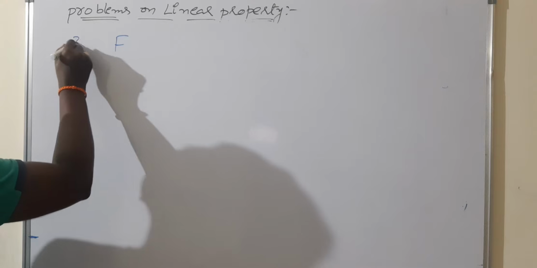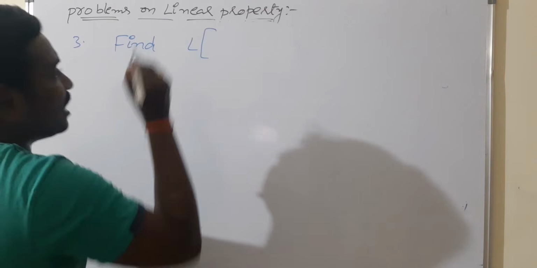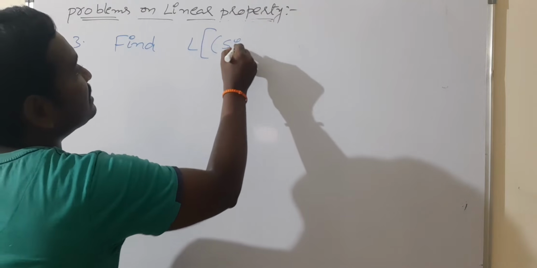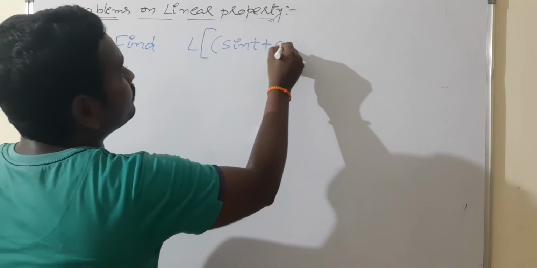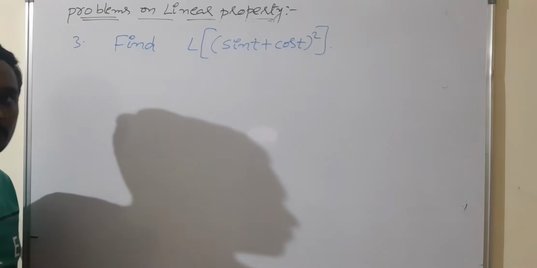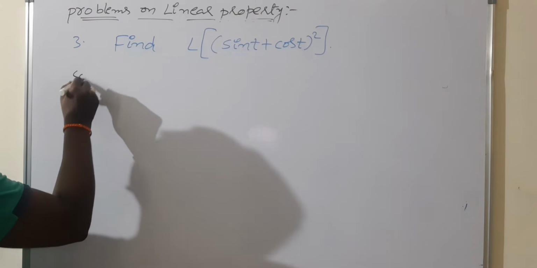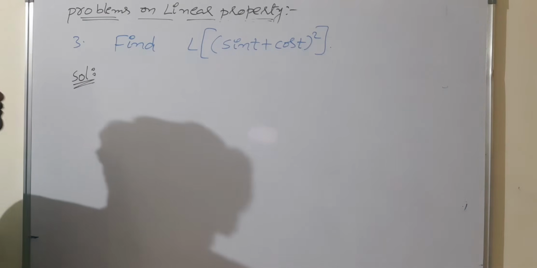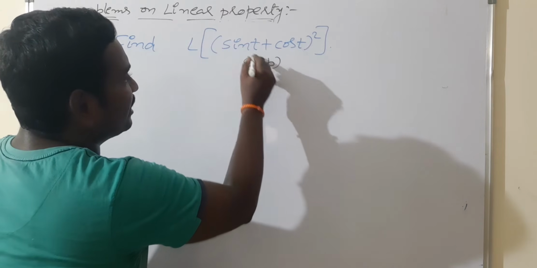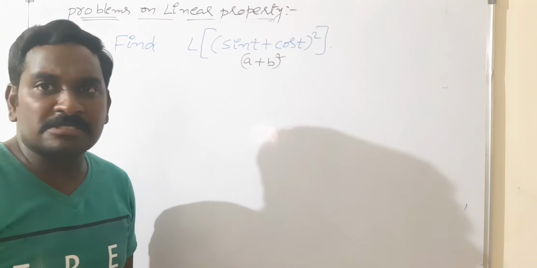Find L of (sin t plus cos t) whole square. Okay, please see here. Here also the inside function is in the form of (a plus b) whole square. So first expand by using (a plus b) whole square.